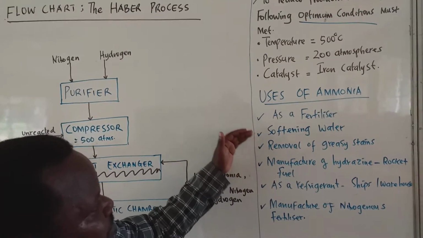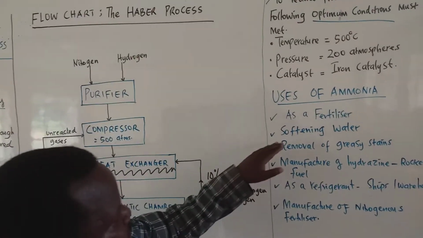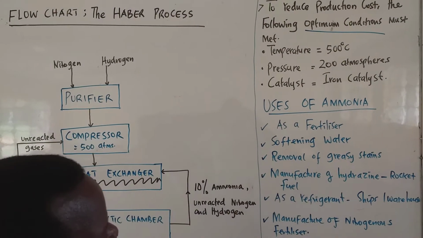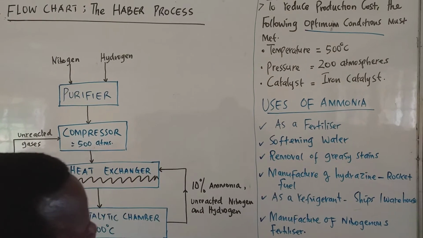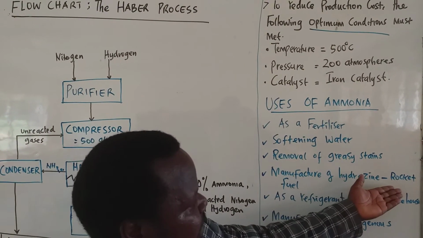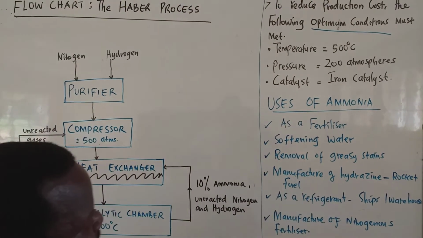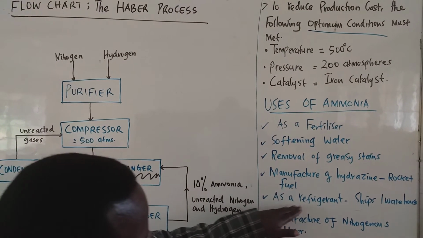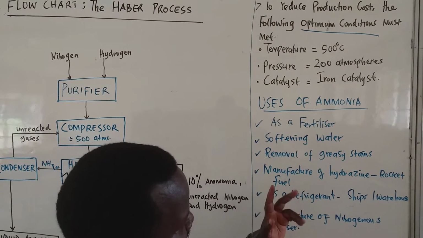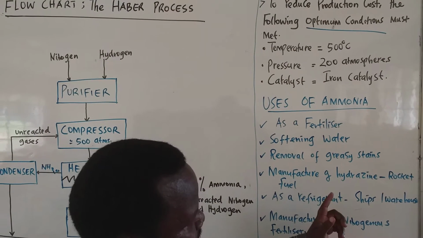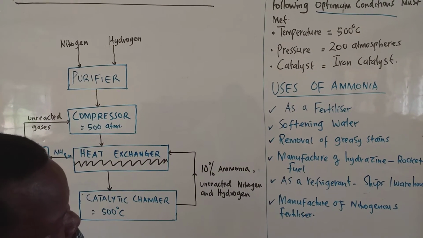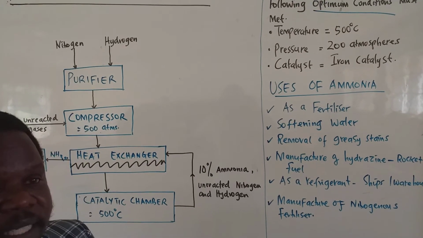Some of the uses of ammonia now: one of them, it is used as a fertilizer. It is used in softening water. It is used in the removal of greasy stains. Used in the manufacture of hydrazine, which is rocket fuel. Used as a refrigerant, especially on a large scale, in ships and also in warehouses. And finally, it is used in the manufacture of nitrogenous fertilizers.